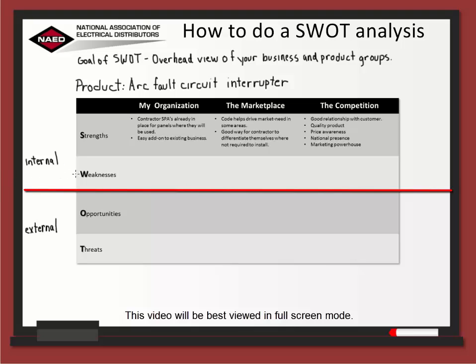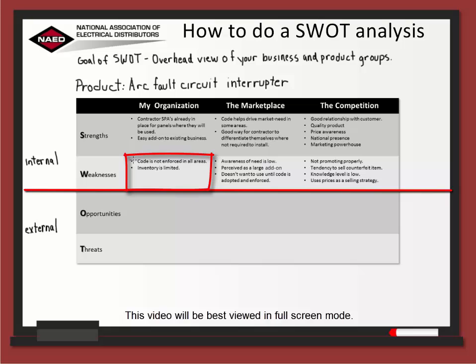Let's do another one. Let's do weaknesses, such as weaknesses in my organization right over here. What are some of the weaknesses? Well, it might be that the code isn't always enforced, or the inventory may be limited. What about weaknesses in the marketplace right here? It may be that awareness might be low. It may be perceived as a large add-on. They may not want to use it until the code is enforced.